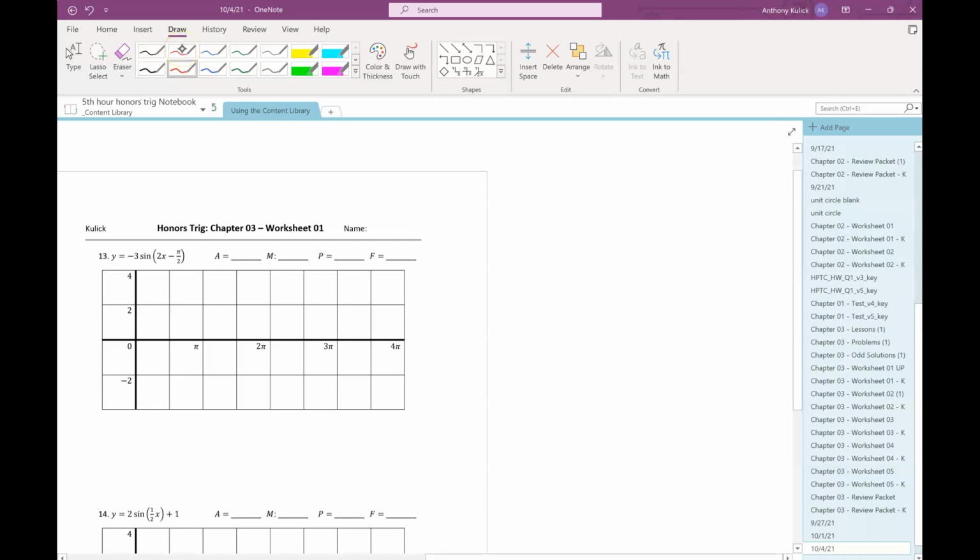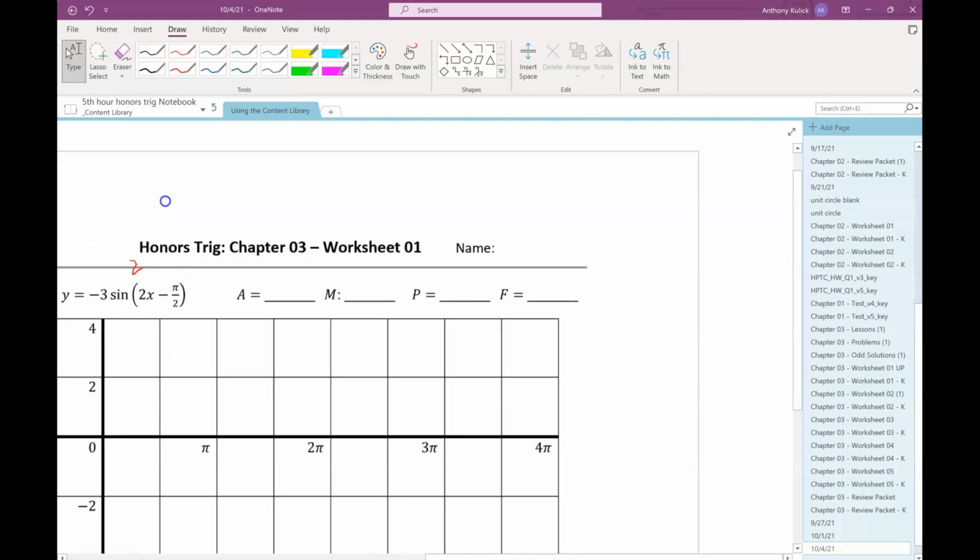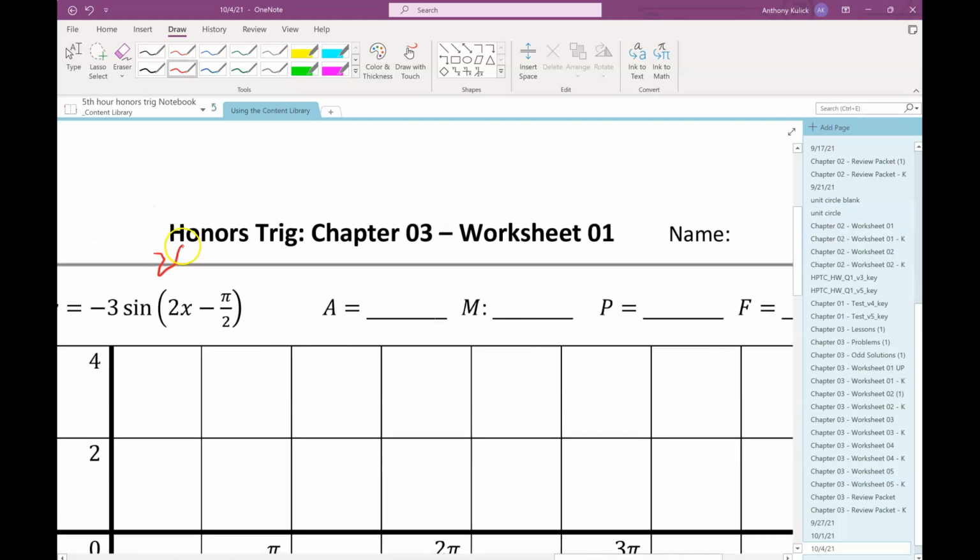Okay. So I'll start by identifying my values for A, C, H, and K. Just like before, that's going to mean that it's going to be necessary to factor this out. So I factor out the 2, so 2x divided by 2 is just x. Pi over 2 divided by 2 is the same thing as pi over 2 times 1 over 2. So that just becomes pi over 4.